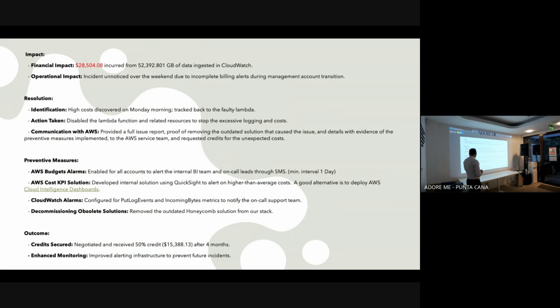And of course, we enhanced our monitoring and improved alerting infrastructure to prevent further incidents. This is what we thought. We were very sure: no other incidents, boss, this is all. You pay this, it's fine. Yeah, sure. And this was in 2021. Yeah, two years later.